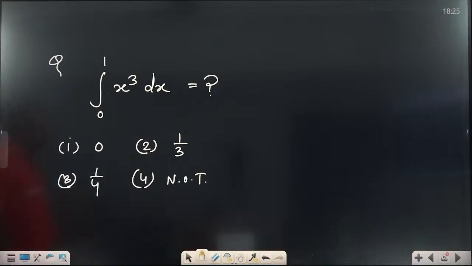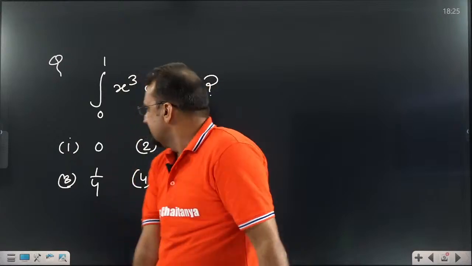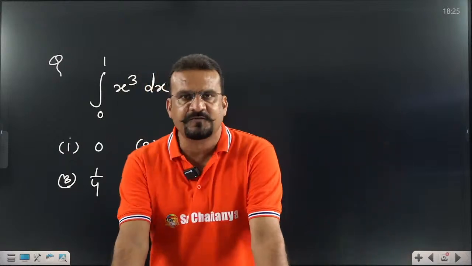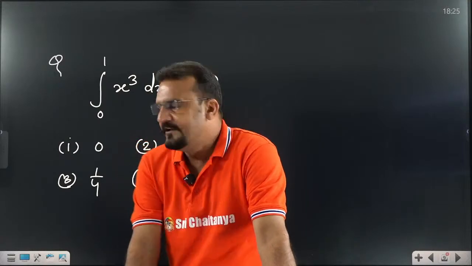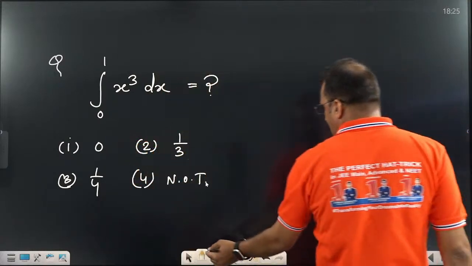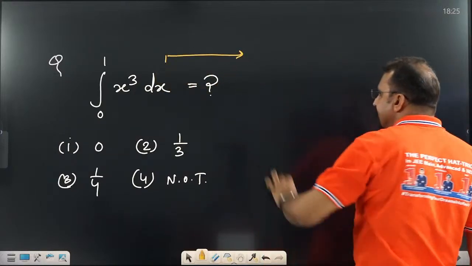Very good. Still more fire is required in the comment box. Option 3. Most of the students are getting option 3. Yes, very good. That is the right fire that I want. Good, very good. So how to calculate? Still a number of students are getting the wrong answer. What is the right process? Again, I want to tell you.